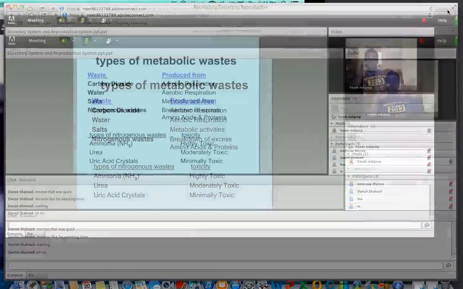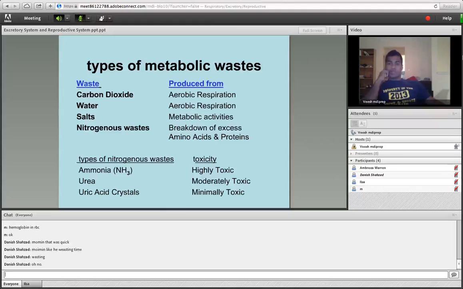All right, so there's a few different types of metabolic waste that our body is trying to get rid of. We have carbon dioxide, and it's gotten rid of through respiration. Water is also gotten rid of through respiration, but also through other stuff as well. These are what they're produced from. Carbon dioxide and water, those are waste products of respiration.